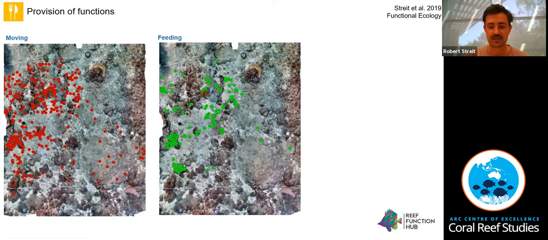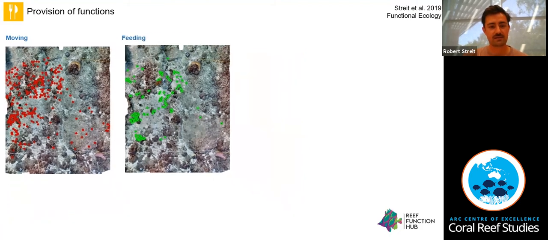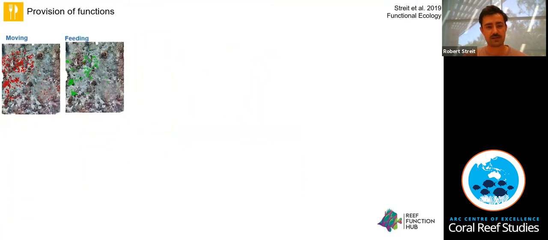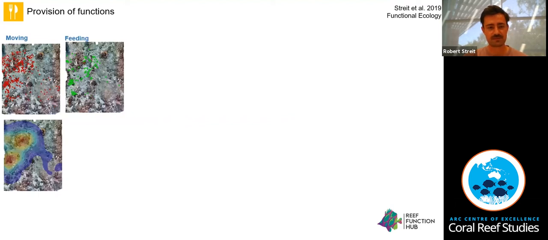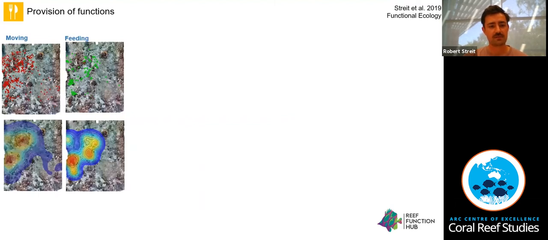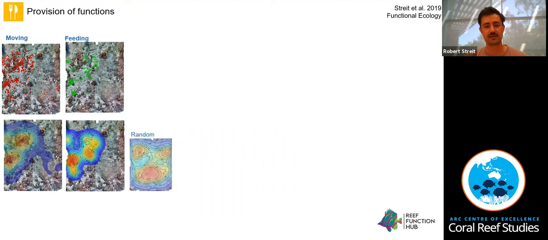But what I did with this data, I did spatial analysis again, and I did these kernel utilization distributions, so these hotspot maps. And this is the moving one and the feeding one, and the warmer the colors are, the more of a hotspot that location is. And with this data, you can really quantify the areas. And what you can see here already, this is far more concentrated than a random distribution would be.